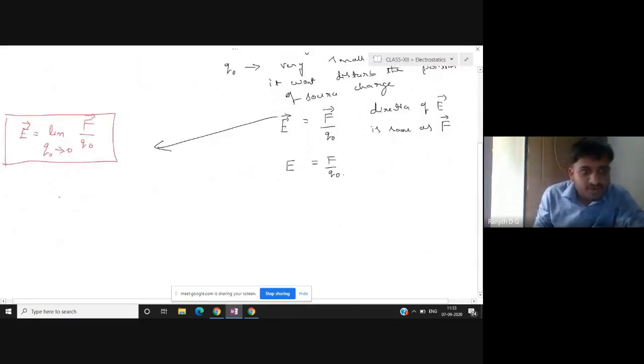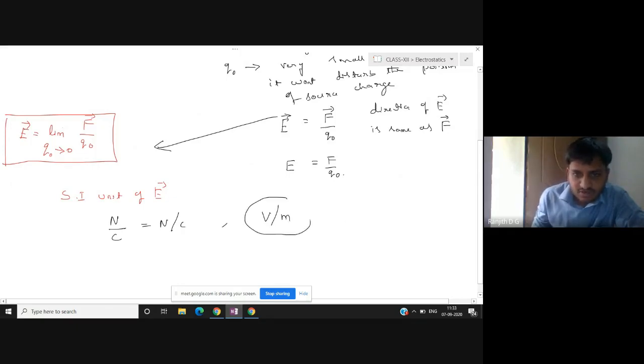Now, we need to know what is the SI unit of electric field. Force SI unit is Newton and charge SI unit is Coulomb, so you can say Newton per Coulomb. Or you can also express it as volt per meter, which you will learn in the next chapter, how the volt per meter comes. So these are the units. And dimensions, you can write it: force dimension divided by charge dimension.